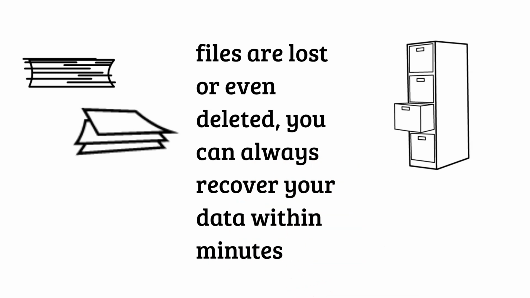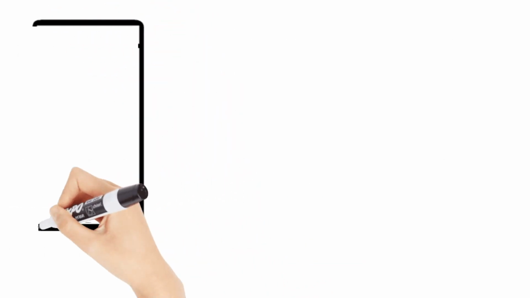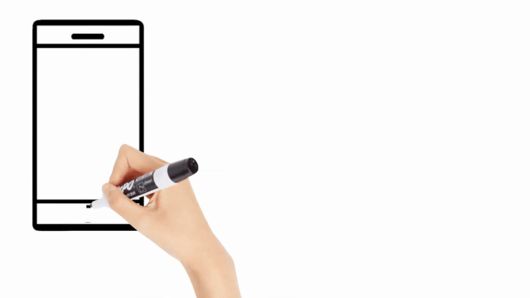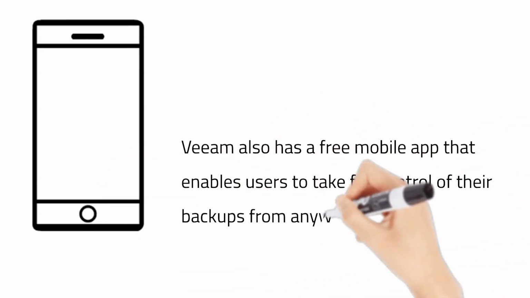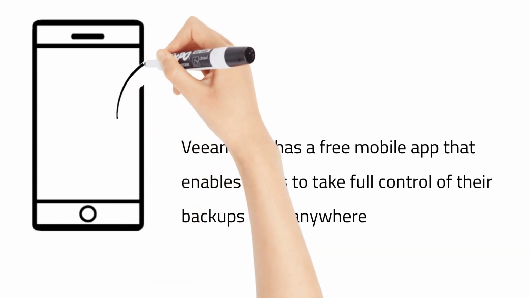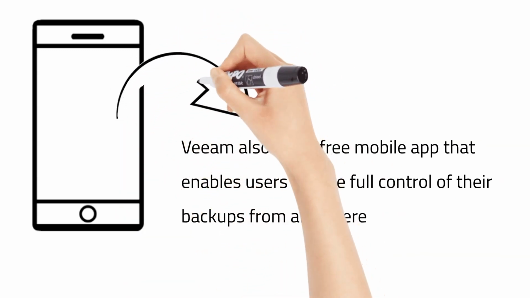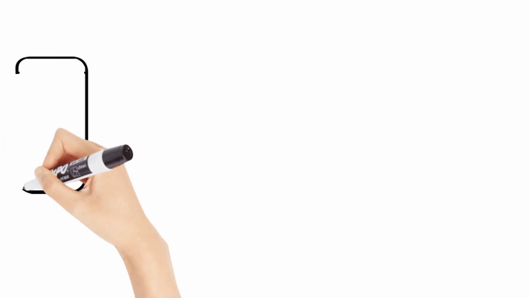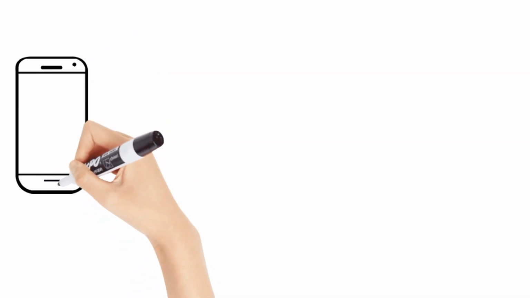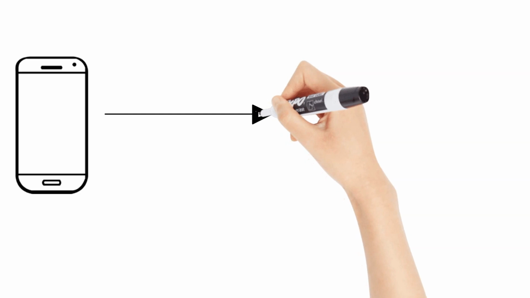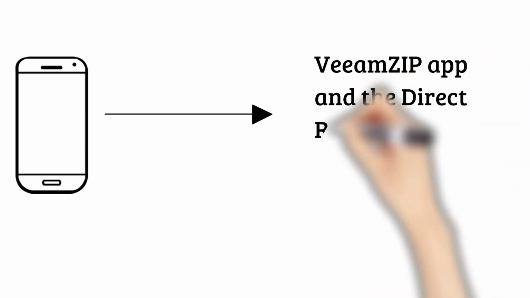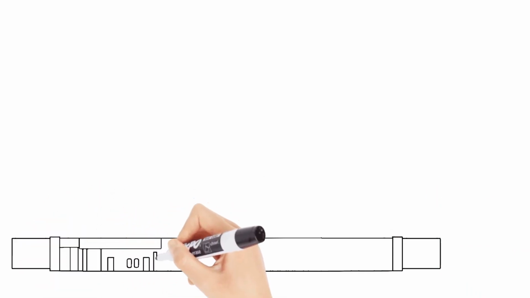Veeam also has a free mobile app that enables users to take full control of their backups from anywhere. You can immediately begin recovery by using your smartphone or tablet, even if you're on vacation. Veeam's other mobile options include the Veeam ZIP app and the Direct Restore to Amazon EC2 app. The Veeam ZIP app allows you to take a snapshot of your entire system, whereas the Direct Restore to Amazon EC2 app enables you to recover individual files or folders directly from Amazon S3 storage by using an internet browser.